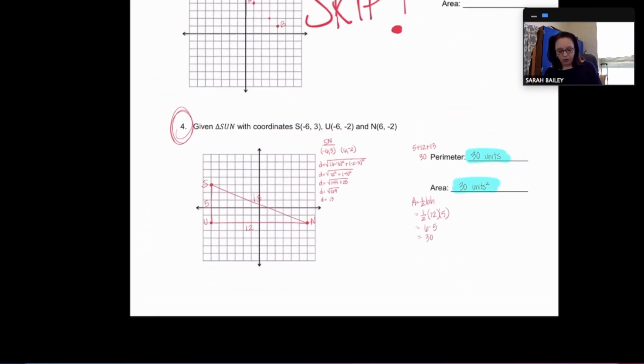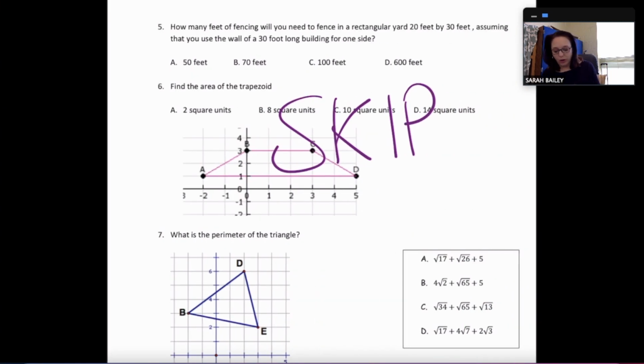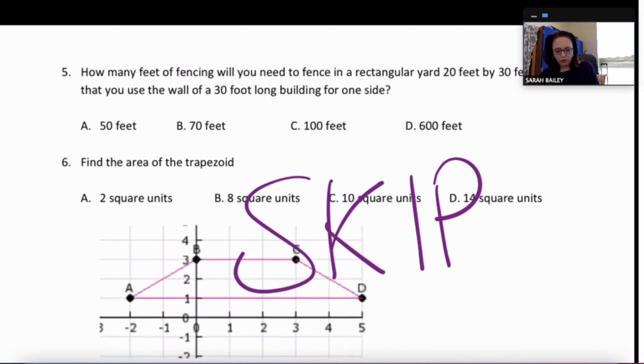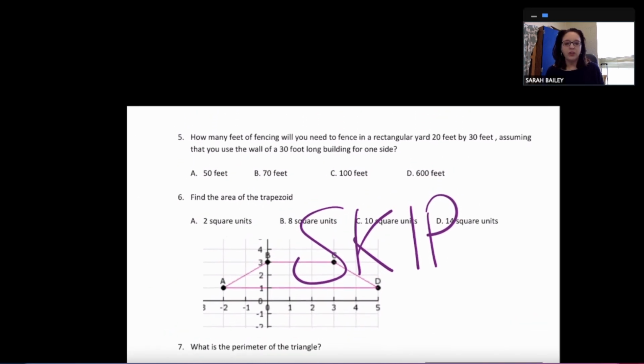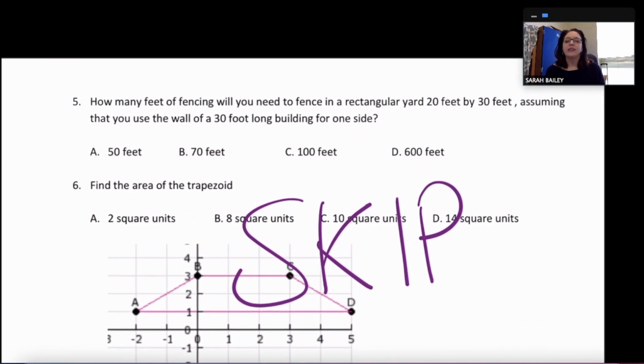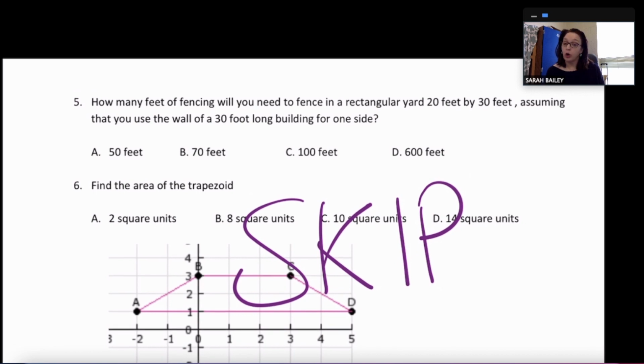Okay, and then we're going to go ahead and flip the page. And we're going to go to number 5. And we're going to do this one together. So for this one, it's not on the coordinate plane. It says, how many feet of fencing will you need to fence in a rectangular yard 20 feet by 30 feet, assuming that you use the wall of a 30-foot long building for one side?